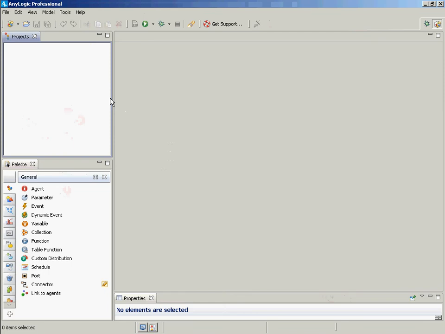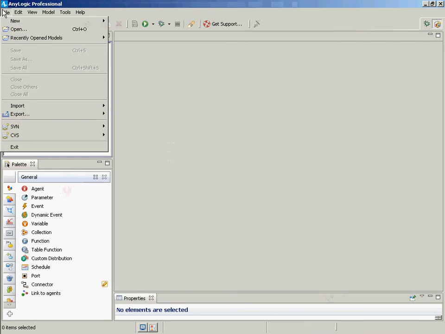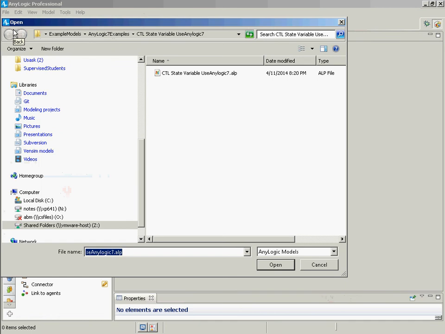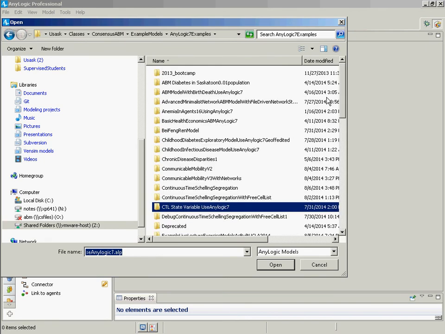Okay. So one other model that I wanted to show you was one that's a hybrid model which incorporates a representation of space and spatial movement. And this is partly triggered by Kristen's question. This model, I'm not sure if I've provided it for you. Oh yes, this is actually another one. Basic Health Economics, ABM, AnyLogic 7.